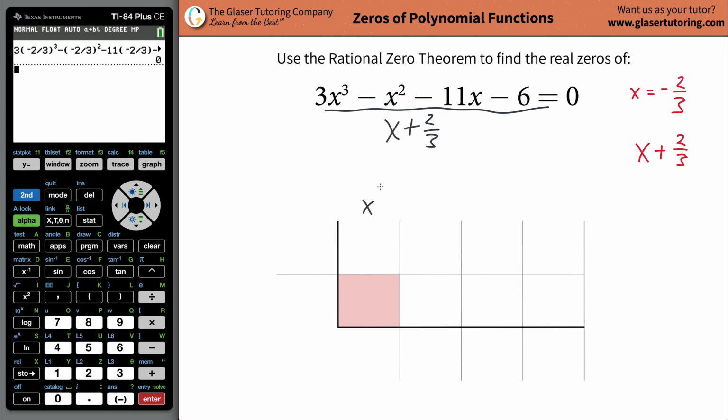Bam. So in this table, I'm going to put in these columns the coefficient of my x cubed term, x squared term, x term, and the constant term. So the coefficient of the x cubed term is going to be a 3. Coefficient of the x squared term is going to be a -1. The x term is a -11, and the constant is -6. Great. Then what I'm going to do is take the denominator, set it equal to 0, solve it for x, and then plug in that value. I already have it over here.